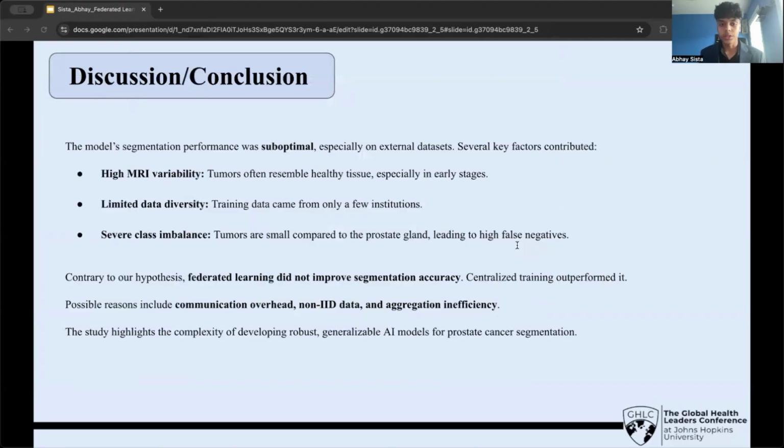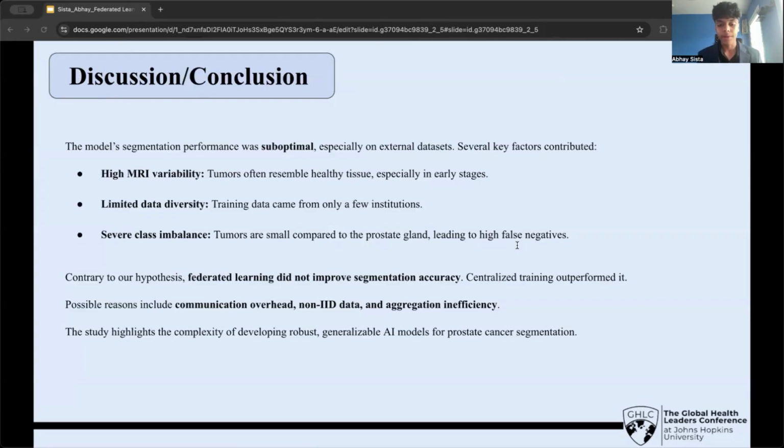Discussion. Conclusion. Overall, the model has achieved only moderate accuracy and has struggled significantly when tested on external datasets, meaning data it hadn't seen during training. This really emphasized how hard it is to make AI models that generalize well in medical imaging. There are a few major reasons for the model's underperformance. First, high variability in the appearance of prostate tumors on MRI. Second, the training dataset was relatively small and came from only a few institutions. And third, there was a severe class imbalance.